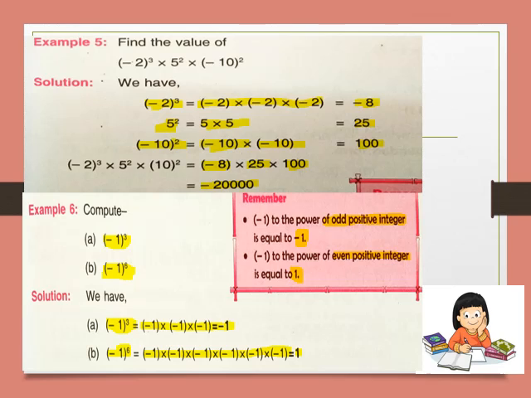Now remember this: minus 1 to the power of an odd positive integer, its value is always minus 1. We have just seen one example. And if the power of minus 1 is an even positive integer, its value is always equal to 1. Just now we solved the second question. So here you have to remember this.